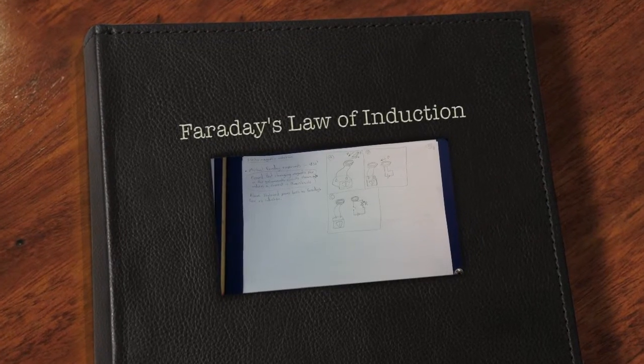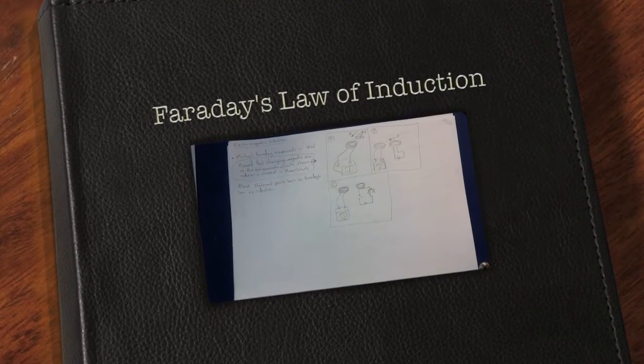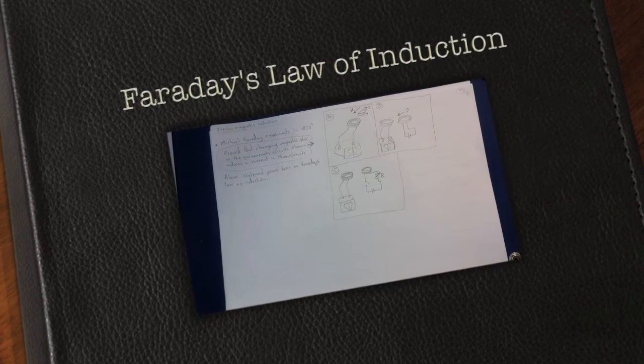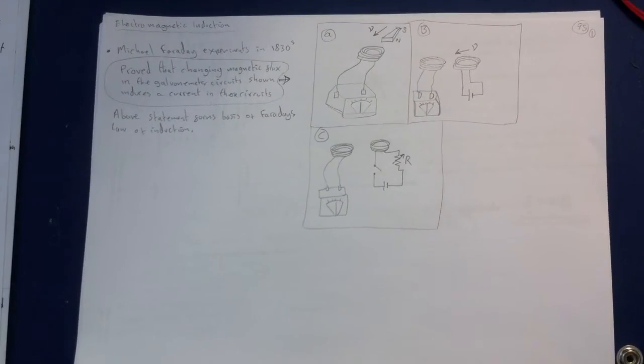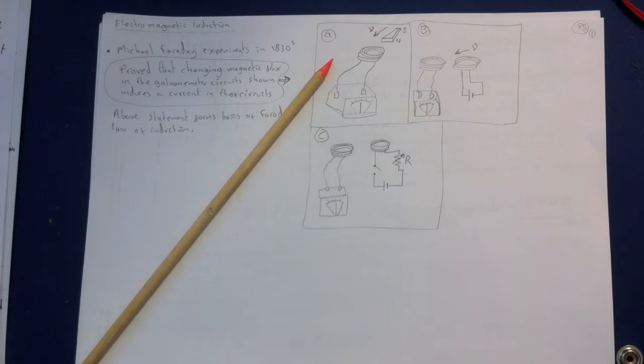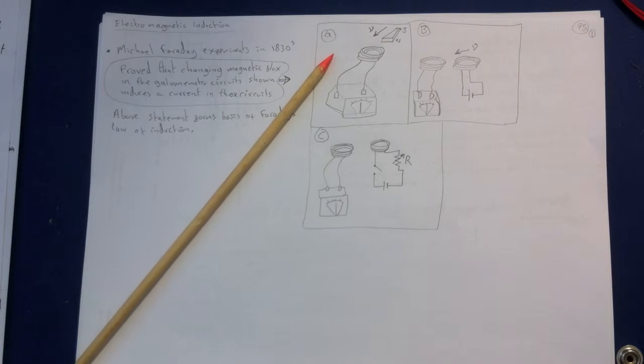Our study of magnetically induced electromotive force begins with a look at several pioneering experiments carried out in the 1830s by Michael Faraday. This figure shows a coil of wire connected to a current measuring device such as a galvanometer. Near the coil is a bar magnet.